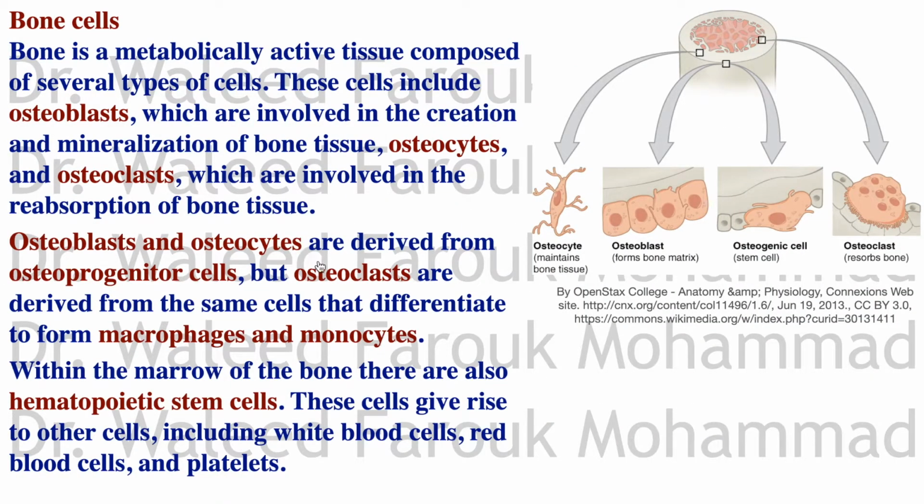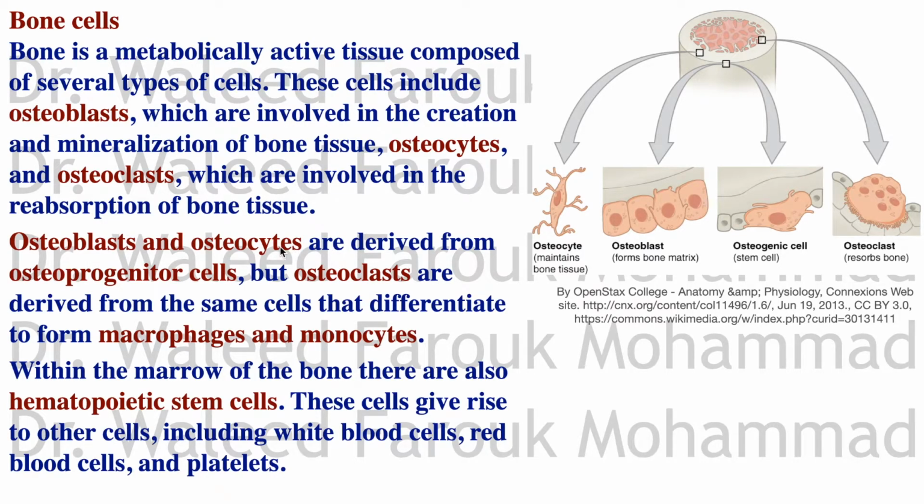Now, for the bone cells, they include the osteoblasts, osteocytes, and the osteoclasts. The osteoblasts and osteocytes are responsible for bone deposition, mineralization, and matrix formation. The osteoclasts are responsible for bone resorption, or bone eating, as we discussed earlier.